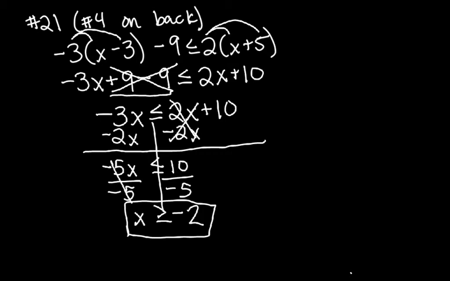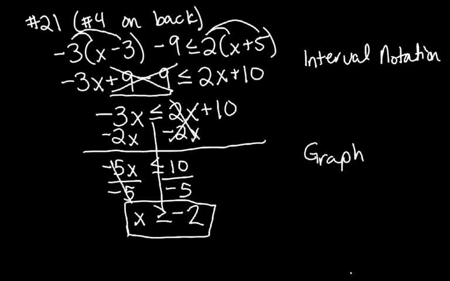Now I'm just going to show my answer in interval notation and on a graph, on a number line. So in interval notation, I know I want all of the x's that are bigger than negative 2. So I'm going to go from negative 2, keep going, negative 1, 0, 1, 2, 3, 4, 5, all the way up to infinity. When I want bigger numbers, I'm going to go to positive infinity. Negative 2 is the smallest, infinity is the biggest.